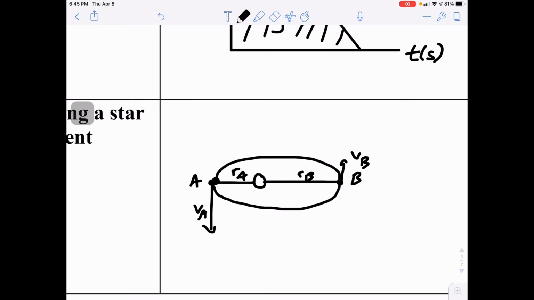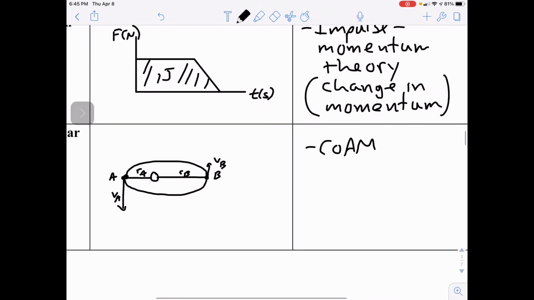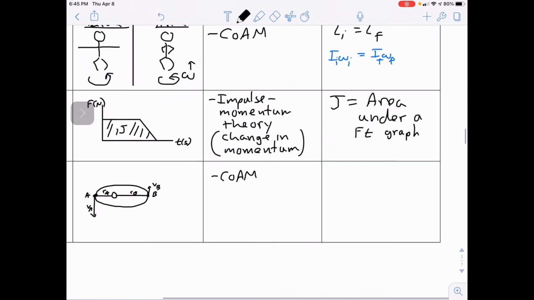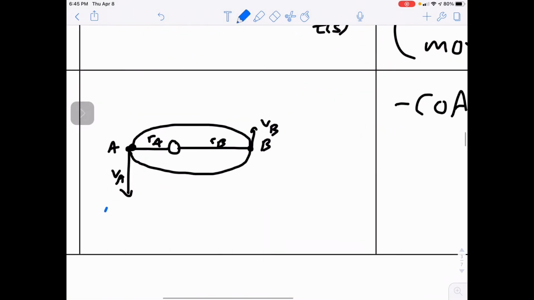Again, this is a conservation of angular momentum problem. The velocities are clearly changing, okay, but not due to an external torque. There's no net torque acting on the system. When that happens, the angular momentum before equals the angular momentum after. Now, we should be able to come up with the fact that this right here would be MVR at point A, and this should be MVR at point B.